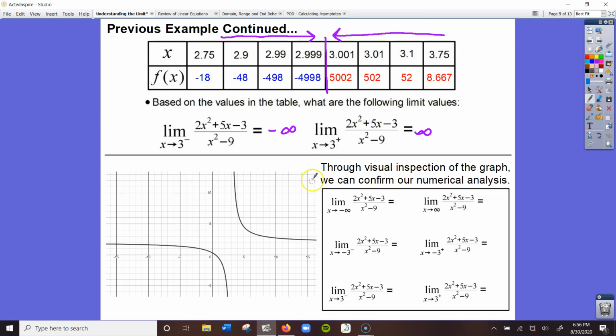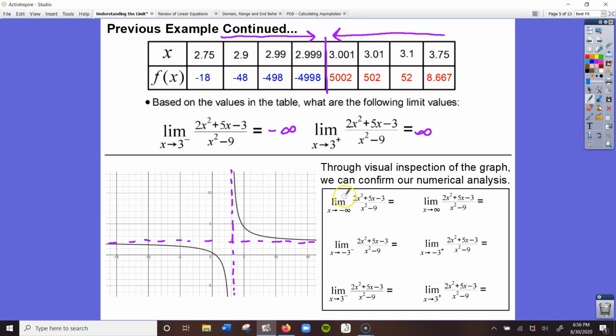Now below this chart, you'll see that we have the graph. This is the actual graph of the function that we just found these limits for. And you see we have that vertical asymptote at x is equal to 3, like we guessed. And then we have this horizontal asymptote at y is equal to 2. Now these are all the limits that we found earlier with the charts. But now we're going to confirm those numbers based on the graph.